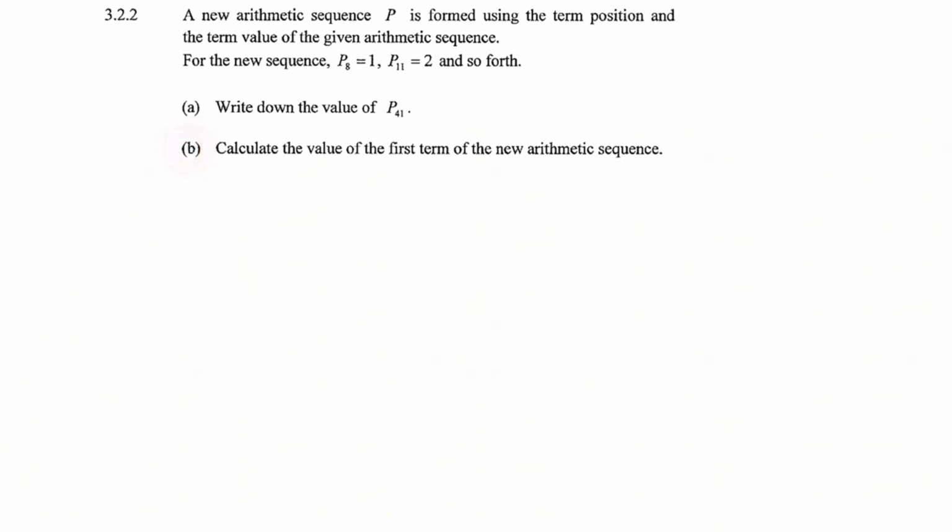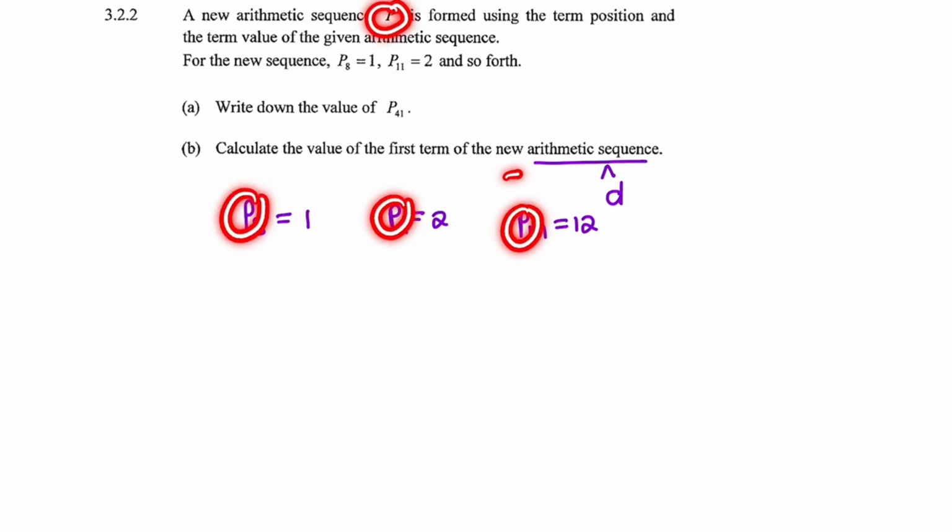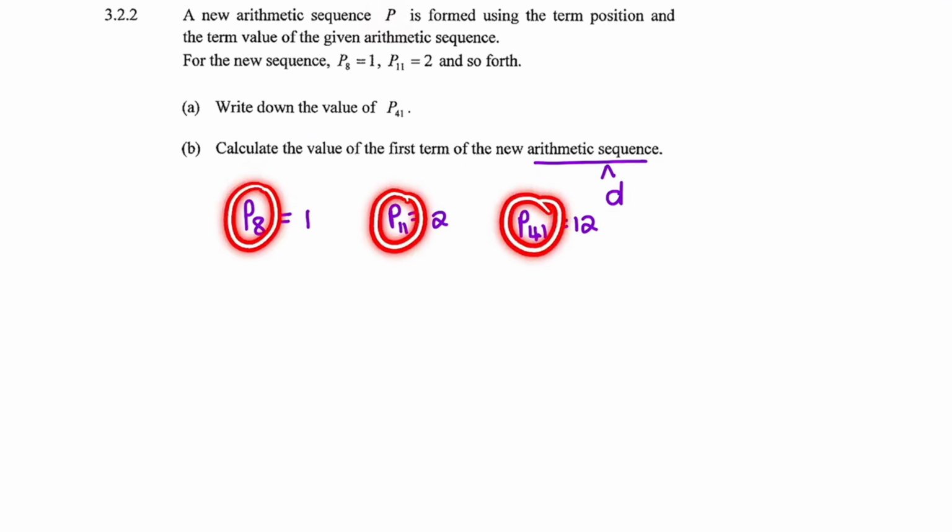Question B reads, calculate the value of the first term of the new arithmetic sequence. So they tell us that the sequence is arithmetic, so we know that it has a constant difference between terms. We know that term 8 is equal to 1, that term 11 is equal to 2, and that P41 is equal to 12. So P is the notation they use in place of T. So that's term 8, term 11, and term 41.